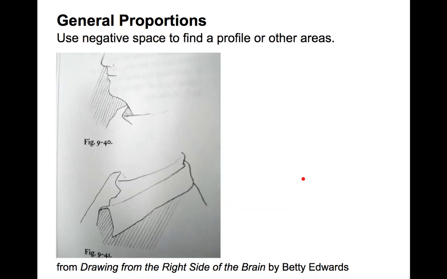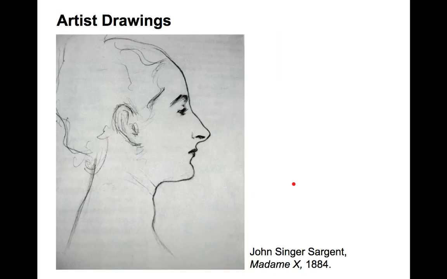This shows you negative space and how it is very useful when you're figuring out stuff, particularly in a profile. You might be like, what is going on here? You can use the negative space to figure that out. And this is a famous drawing by John Singer Sargent called Madame X, and it's a lovely profile. I often have my students start drawing the head by copying just this profile.